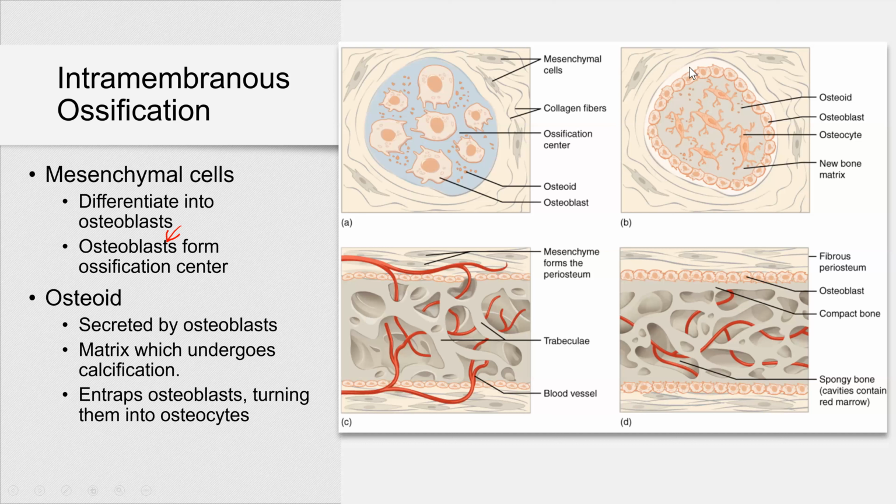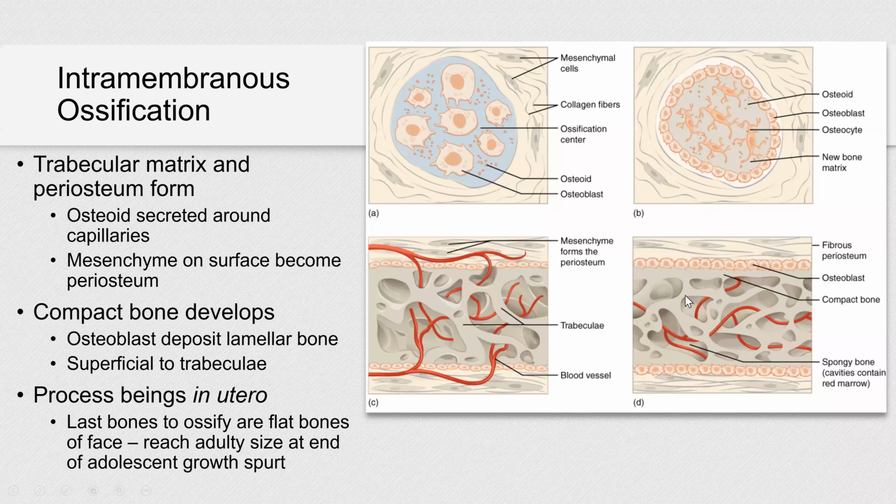Those osteoblasts on the surface now start secreting compact bone on both sides. Inside, we continue secreting spongy bone along the blood capillaries. Now, mesenchyme on the surface forms periosteum, right? So here we have it. We have spongy bone sandwiched between two layers of compact bone.